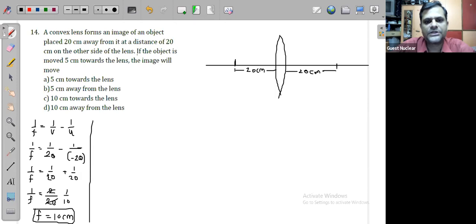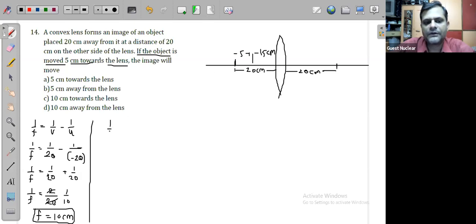Second question here. If object is moved 5 centimeter towards the lens, that means the actual object distance now is going to become 15 only. Why? Because already it was at 20 centimeter and it is moved 5 centimeter towards the lens. That means the actual object distance is going to be 15 centimeter now.